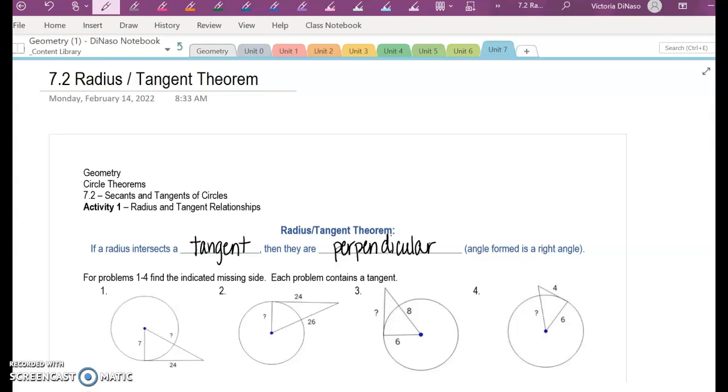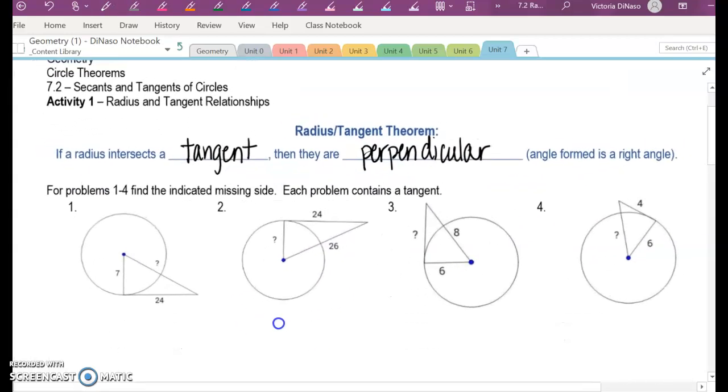So you have two different types of triangles. You're going to either be using Pythagorean theorem, or you can use special right triangles. So all that review of 30, 60, 90, and 45, 45, 90 can come into play right here. So you're doing one of those two different things, special right triangles or Pythagorean theorem.